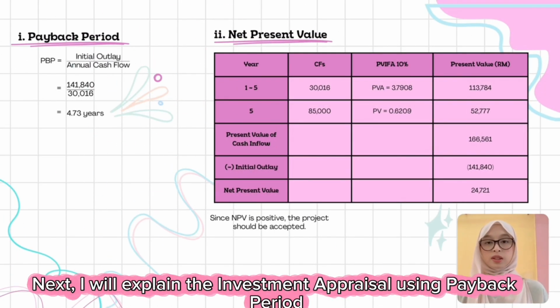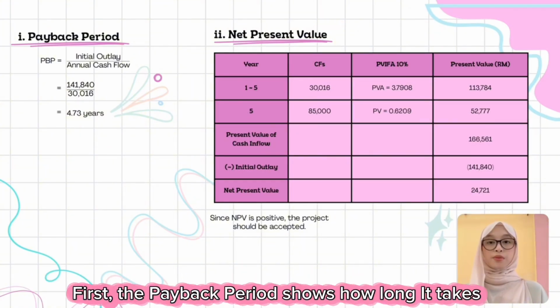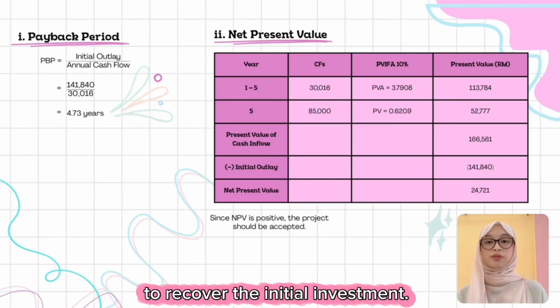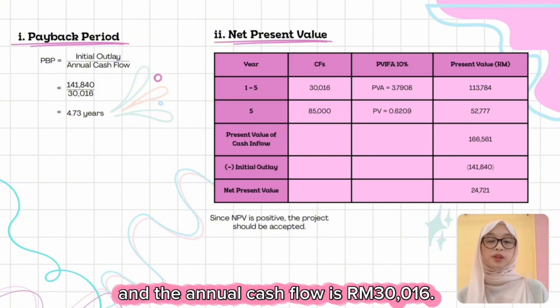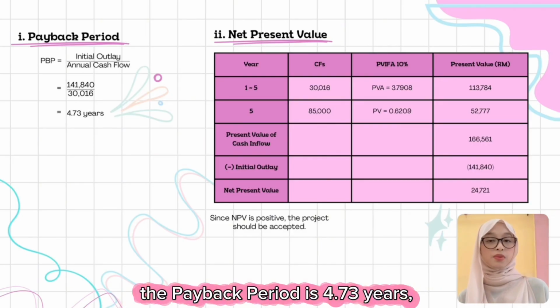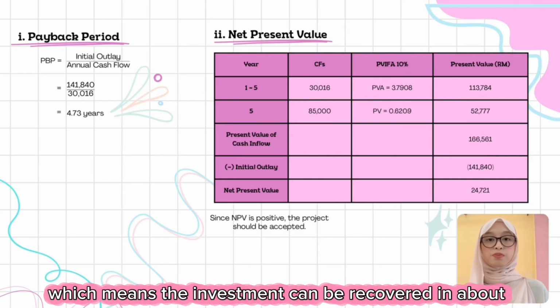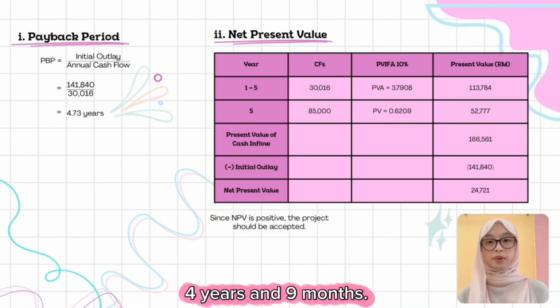Next, I will explain the investment appraisal using payback period and net present value. First, the payback period shows how long it takes to recover the initial investment. The initial outlay is 141,840 ringgit, and the annual cash flow is 30,016 ringgit. The payback period is 4.73 years, which means the investment can be recovered in about 4 years and 9 months.